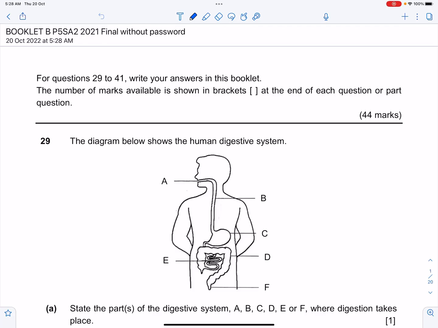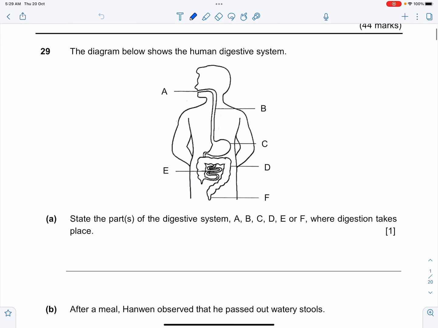Good day. Today we'll be looking at booklet B for your practice paper 2. The first question states that the diagram below shows the human digestive system. State the parts of the digestive system A, B, C, D, E or F where digestion takes place. So for this topic on digestive system, there is really not that much that they can test you.